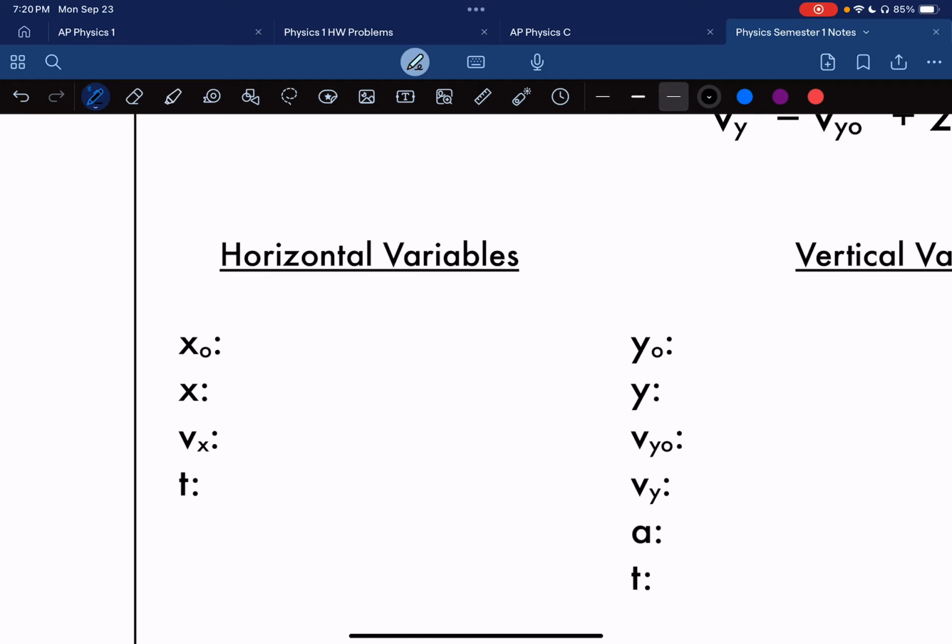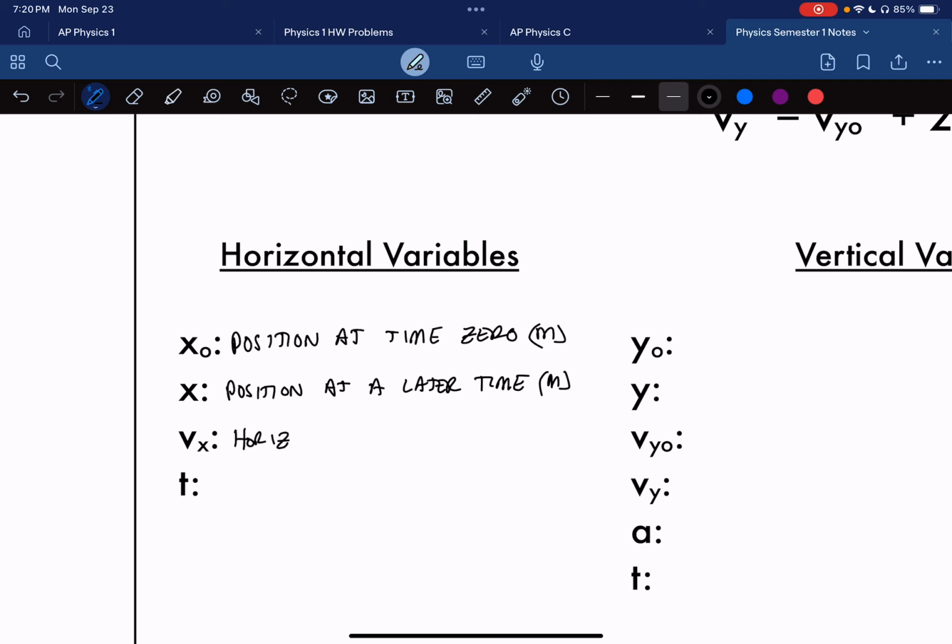Let's write the horizontal variables. Position at time zero, position at a later time. Horizontal velocity. And t is for time.